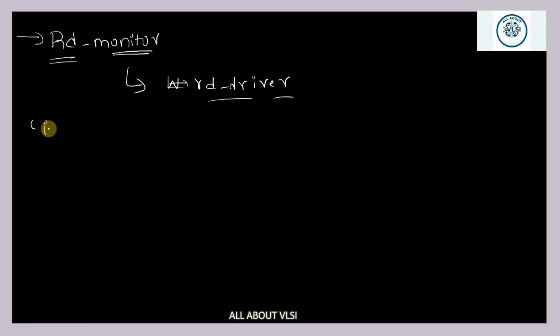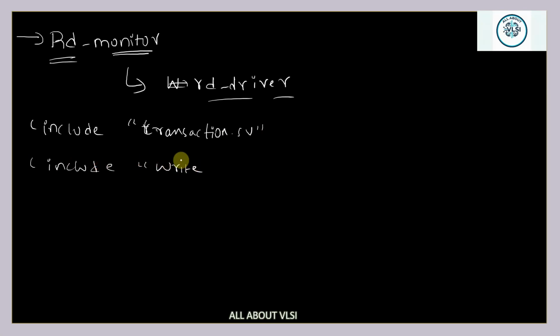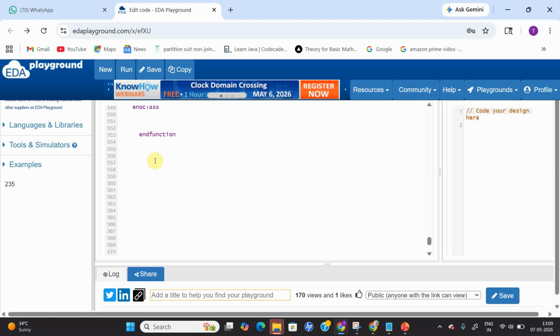So inside your environment, you're going to use this particular construct which is known as tick include, followed by the file name. The first file name is transaction.sv. The next is tick include write_driver.sv. So like this, first of all, you need to include every file in your environment. Then you're going to write down your environment code. Or else if you're going to write down everything in a single file, there is no need to include them. Okay. Yes.